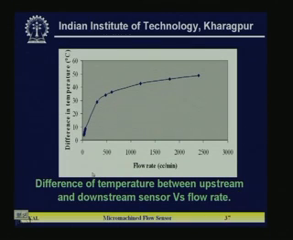You can see this is basically cc per minute, and here the difference in temperature is highly linear, after that it saturates. After it saturates means if the flow rate is very large, the difference of temperature is almost constant, but at low flow, from laminar flow, you can get the linear nature, and this nature is useful for measurement of the flow.